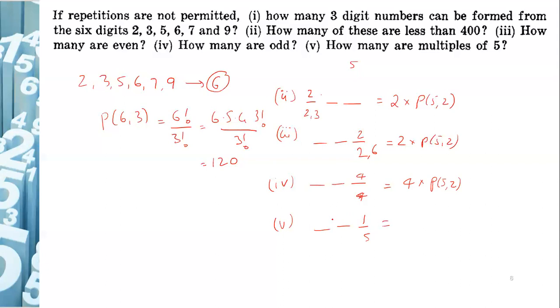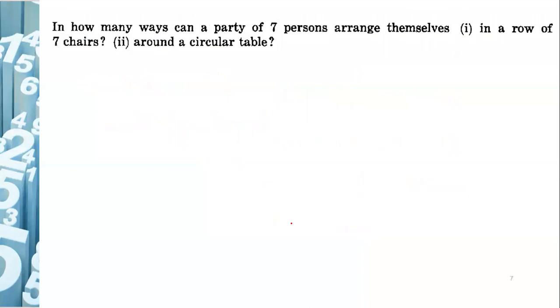The remaining two can be filled with 2, 3, 6, 7, 9, again the same. So 1 into P of 5 comma 2 ways, right? These are more logical ones, right? Let me discuss the next one.